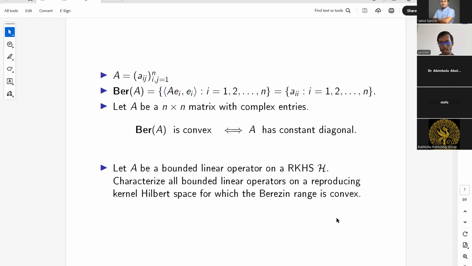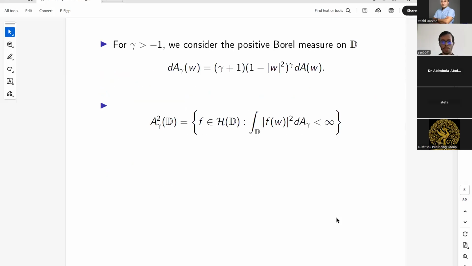And the question was raised by C.C. Cowen and Felder in 2022, and they characterize when the Berezin range is convex and they characterize some composition operators for which the Berezin range is convex. Now I will introduce the weighted Bergman space, and I studied the convexity of the Berezin range for some particular classes of composition operators on this weighted Bergman space.